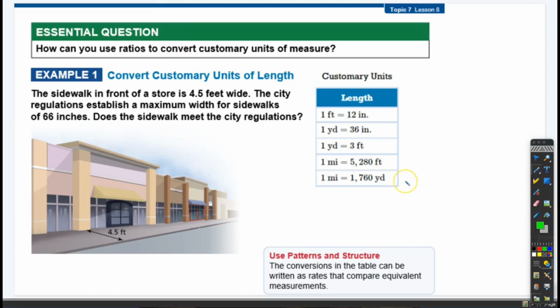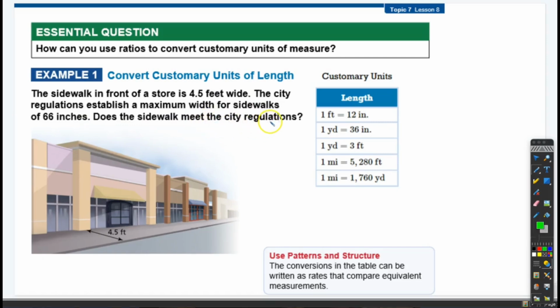Example 1. Convert customary units of length. The sidewalk in front of a store is 4.5 feet wide. The city regulations establish a maximum width for sidewalks of 66 inches. Does the sidewalk meet the city regulations?